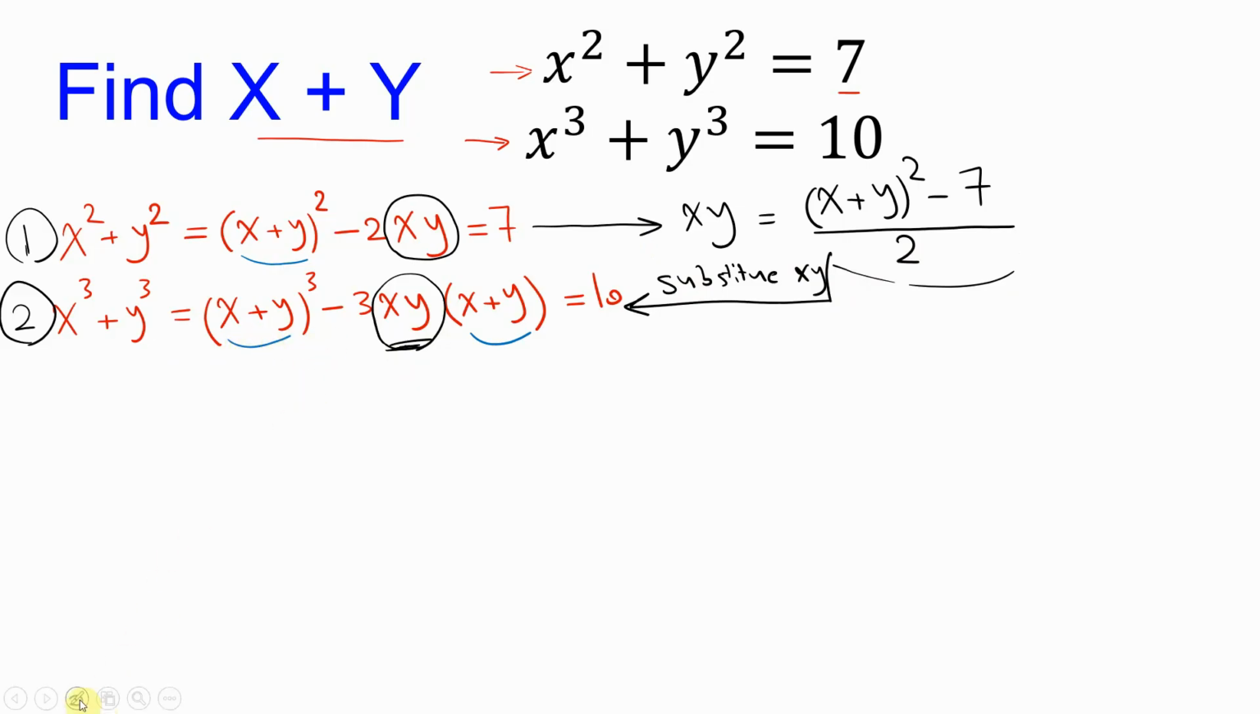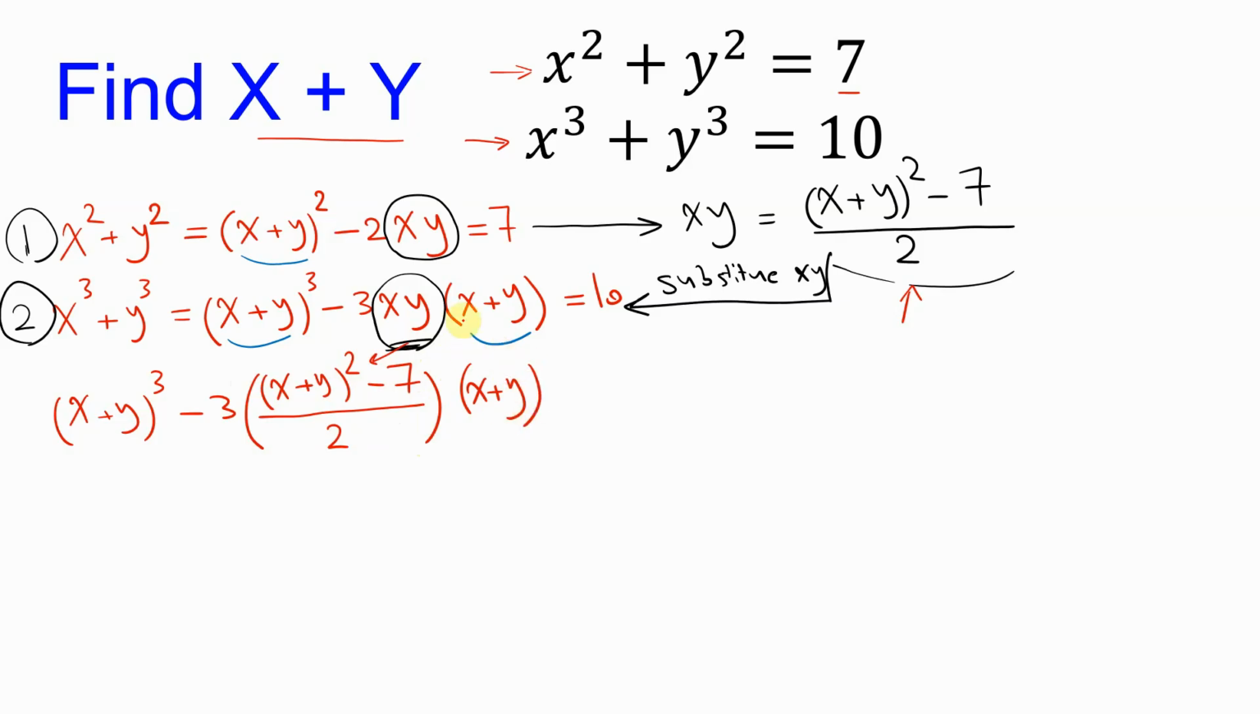So rewriting the second equation, here we have (x plus y) cubed minus 3 times xy, which I'm going to replace with this expression in here. So here (x plus y) to the power of 2 minus 7, divided by 2, times (x plus y), equals 10.